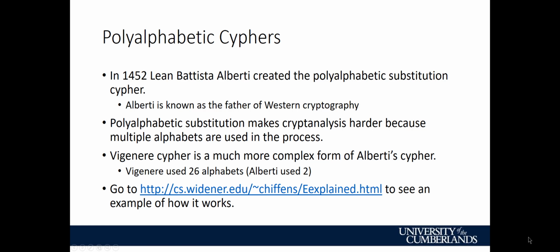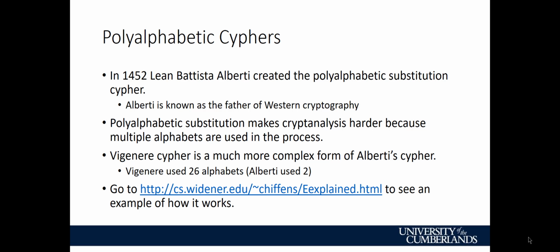So moving from that period into the Middle Ages. In the Middle Ages, most of the new ciphers came from Italy, and specifically Venice. And a new organization was created in 1452 to deal with the issues involving cryptography. And so one very famous person emerged, Leon Battista Alberti, in 1452. He created the polyalphabetic substitution cipher. Alberti is known as the father of Western cryptography.